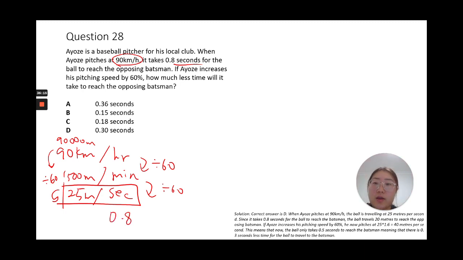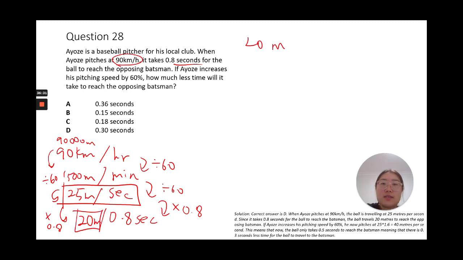And it takes him 0.8 seconds to reach the ball to the opposing batsman. So how long is this distance? Well, if it took him 0.8 seconds, you have times 0.8. So this time you want to times 0.8, and you realized it was actually a 20-meter distance. Okay, 20-meter distance. Remember that.